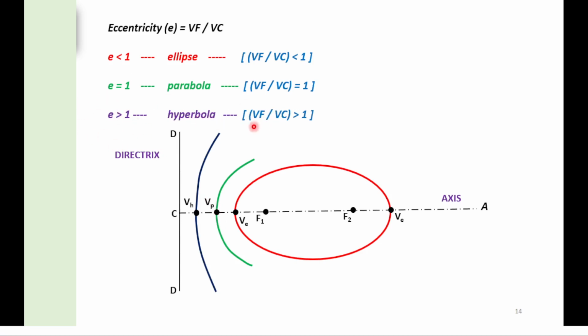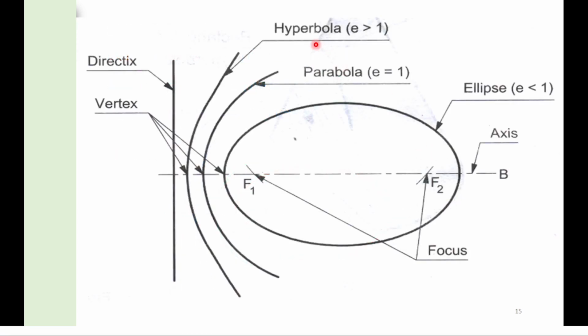For a hyperbola, eccentricity is greater than 1. Here you can see that this VF1 will be more than this VC. So this is also a hyperbola, eccentricity greater than 1. For a parabola, eccentricity equals 1. For an ellipse, eccentricity is less than 1. The vertical line is nothing but a directrix, which is a fixed line. The horizontal line is nothing but an axis.